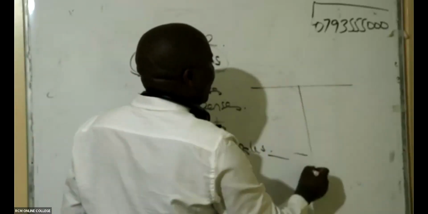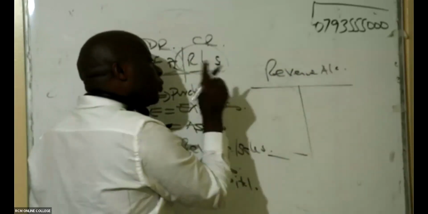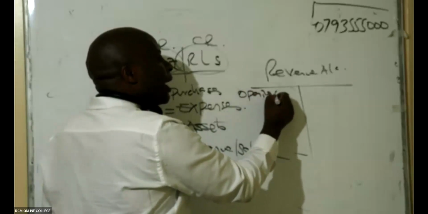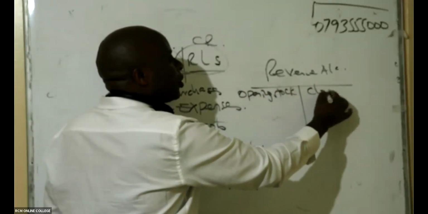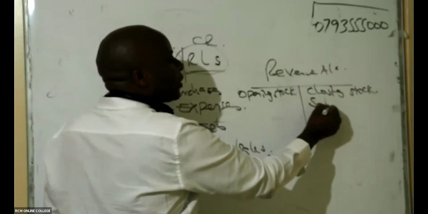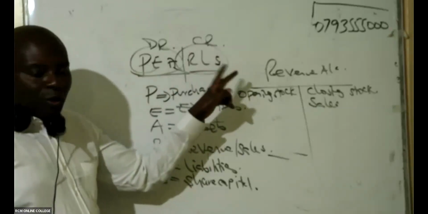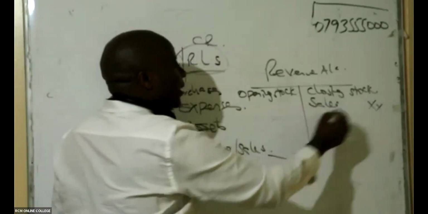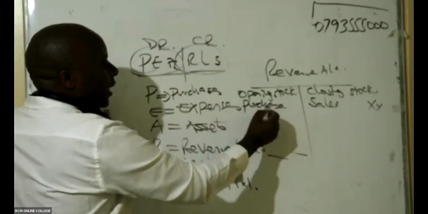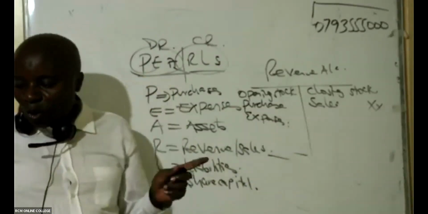Under IAS 41, we have what we call the revenue account. For the crops, you will always have opening stock and closing stock here. On the credit side, we have sales. Sales is the same as revenue, and we are crediting it here. On the debit side, we have purchases, so purchases we are debiting. And if there are any expenses, we shall always be debiting.